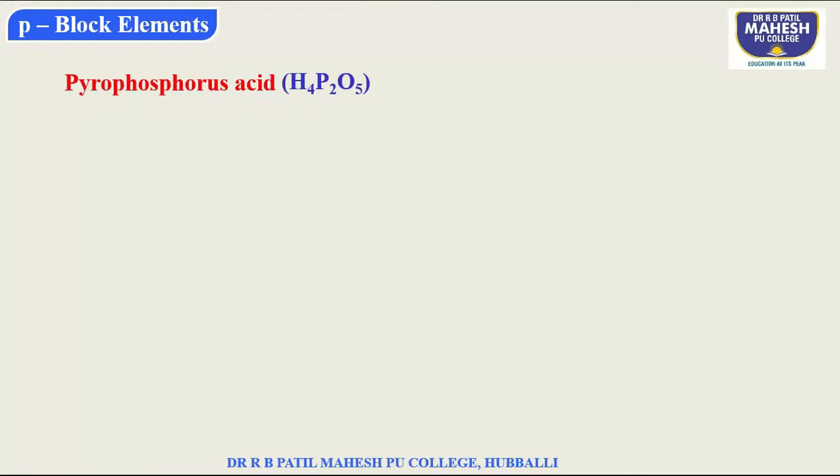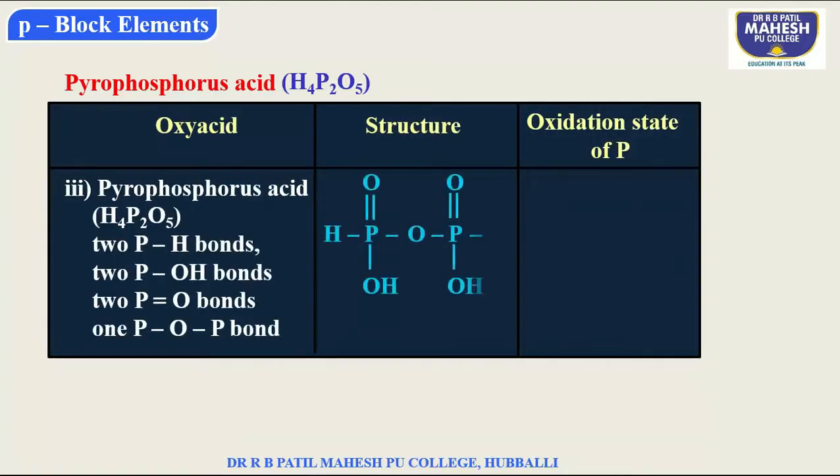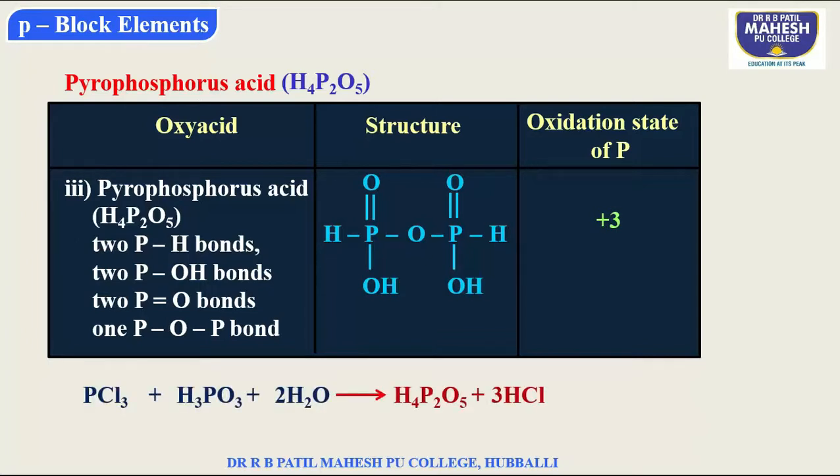The next one is pyrophosphorous acid, H4P2O5. This pyrophosphorous acid has two P=O, two P-H and two P-OH bonds along with a bridging oxygen between two phosphorus atoms. In this case, the oxidation number of phosphorus is found to be +3. It is obtained by reaction between phosphorus trichloride and orthophosphorous acid in water.